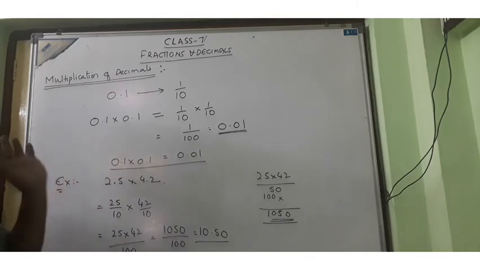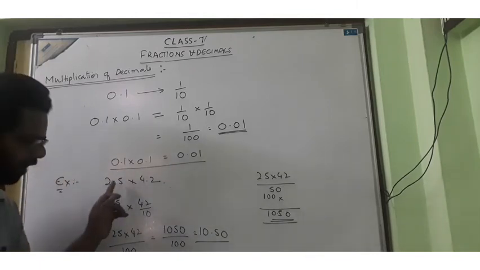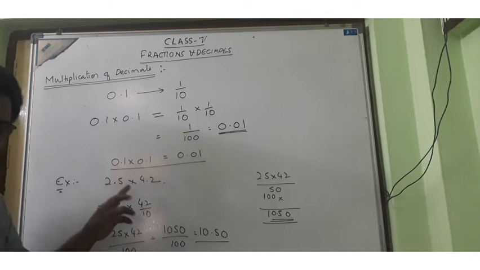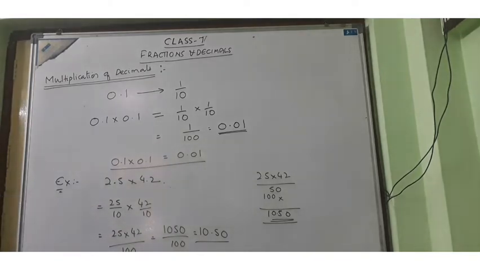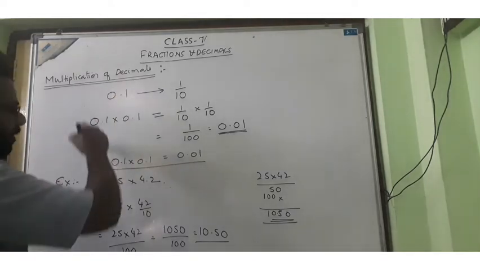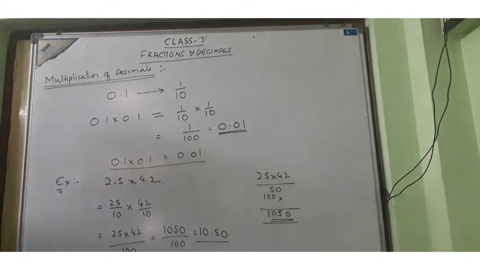Okay, any type of decimals. Here I have taken only one digit after the decimal point, but 1, 2 or 3 digits also we can do. Okay, please put the subheading multiplication of decimals and note these two examples.